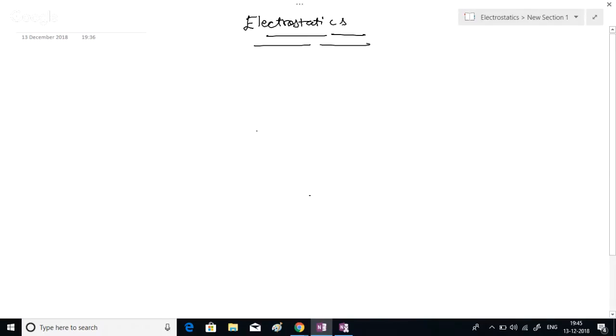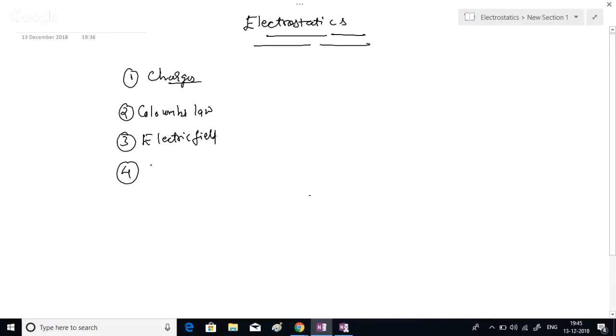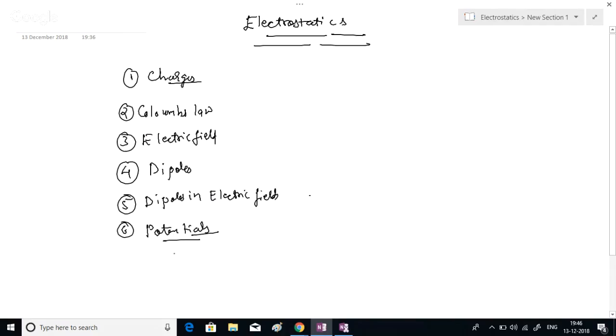Okay. So electrostatics we are starting with. Basically, in electrostatics, what all topics do we have to cover? First of all, we will make a list. First, we have to cover the charges. Secondly, Coulomb's law. Next, the electric fields due to various things. Next, the dipoles. Fifth, the electric fields and the dipoles together, that is, dipoles in the electric field. Next, the potentials and potential differences due to various things. So these are all the topics that we have to cover in electrostatics.